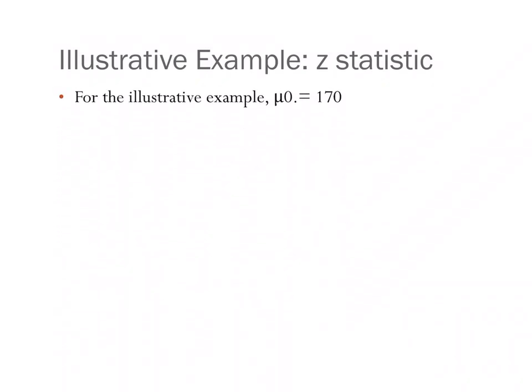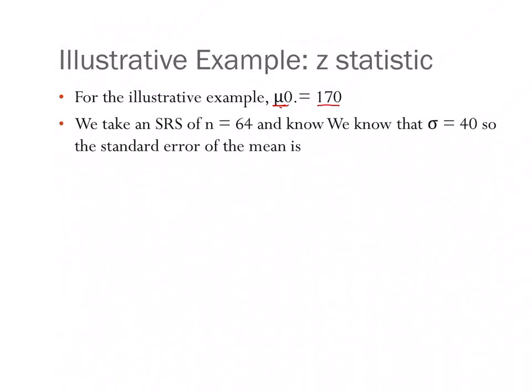So an illustrated example of our z statistic. For our sample, we have a mu 0 for our null hypothesis equaling 170. Remember, that was from our men of the 1970s weight. So we're stating that it equals 170 in the 1970s for men 20 to 29. We're going to take a simple random sample of 64 individuals, so n equals 64, and we know that our standard deviation, our sigma, is 40.